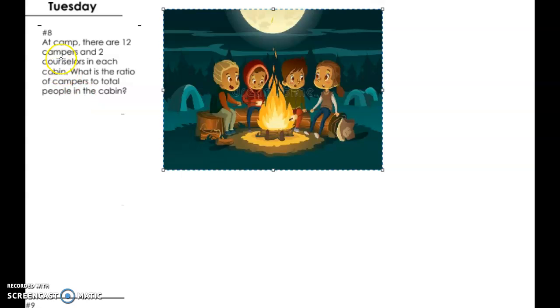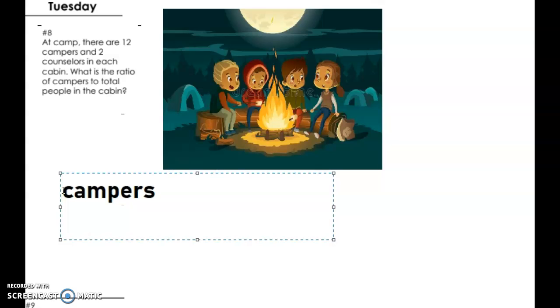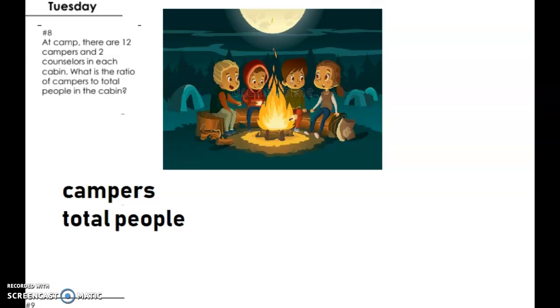The next question says, at camp, there are 12 campers and 2 counselors in each cabin. What is the ratio of campers to total people in the cabin? So look, these guys are all camping out, right? There's 12 of them, and there's 2 counselors for each cabin. So the ratio it's asking us for is campers to total people, right? Let's write this down.